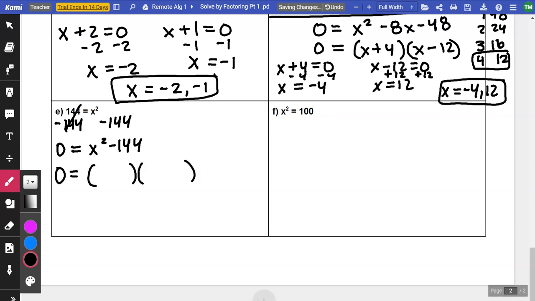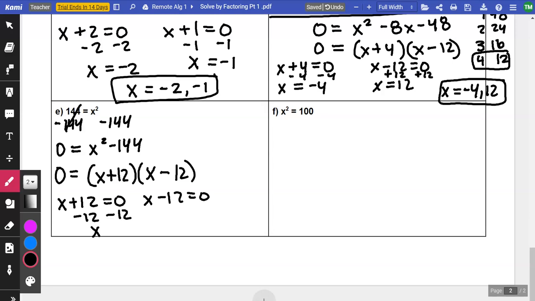So that means I can factor it as x times x is x squared, 12 times 12 is 144, and then what signs do we need so the middle terms will cancel? One needs to be positive, one needs to be negative. So then x plus 12 equals 0, and x minus 12 equals 0. Subtract 12 from both sides, x equals -12. Add 12 to both sides, x equals positive 12.